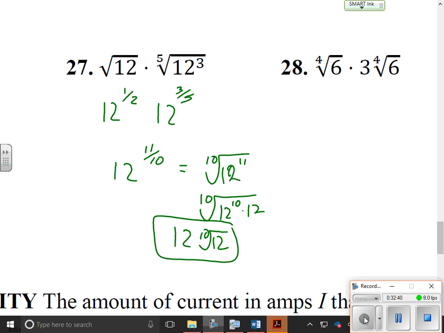Okay, get a calculator. And get your picture out.